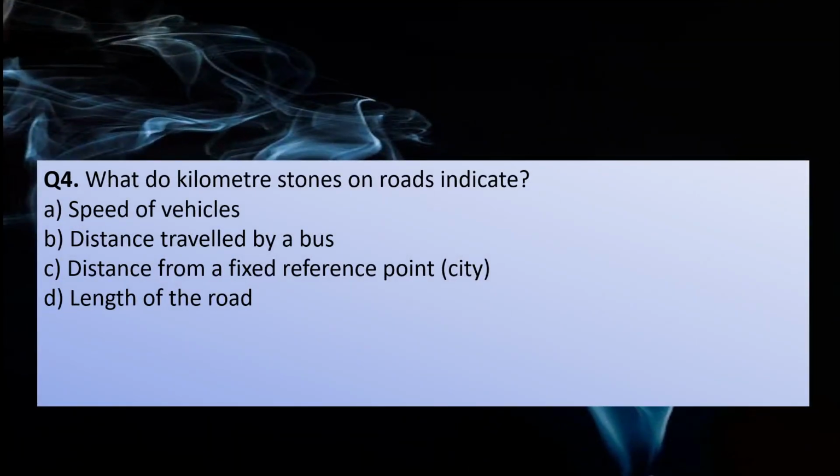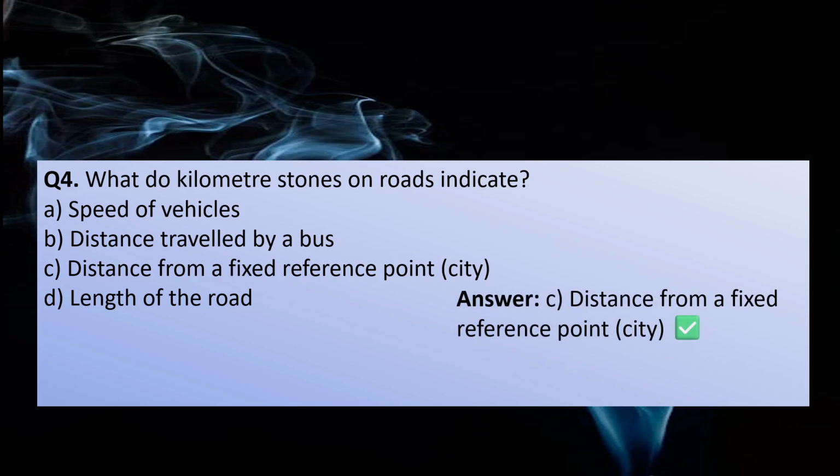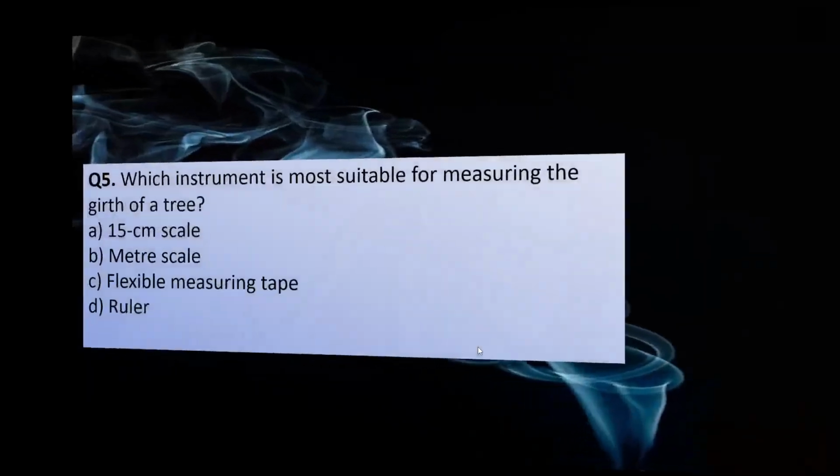Question number 4. What do kilometer stones on the road indicate? Option A, speed of vehicles; option B, distance traveled by a bus; C, distance from a fixed reference point or city; D, length of the road. What is the answer? Answer is distance from a fixed reference point or city. Option C is the answer.